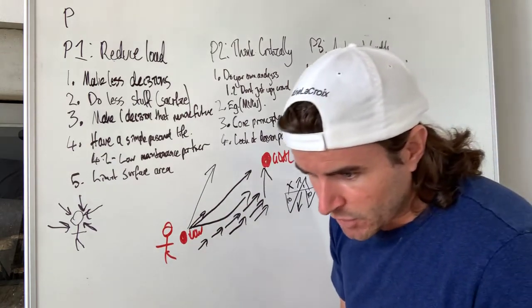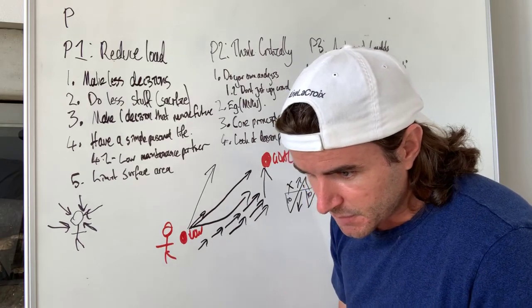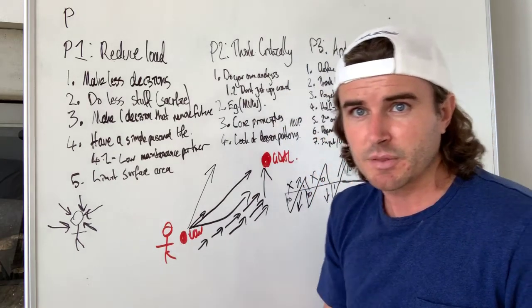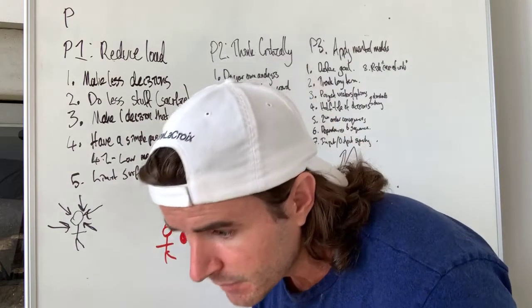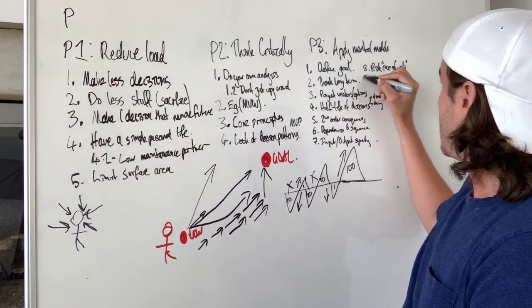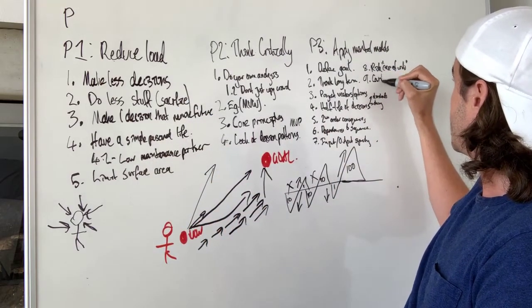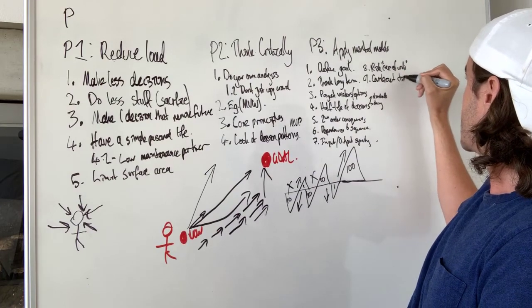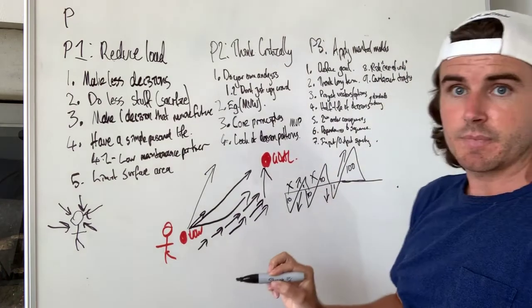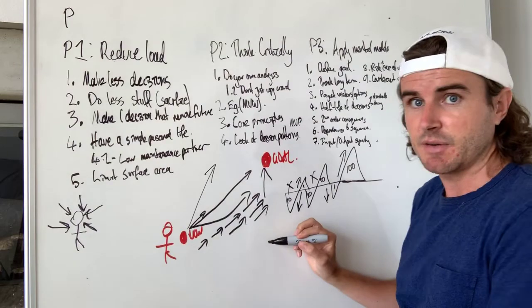Now, we've got number 9, counteract troughs with inverse curves. Counteract troughs. So now we're getting into some cooler stuff.